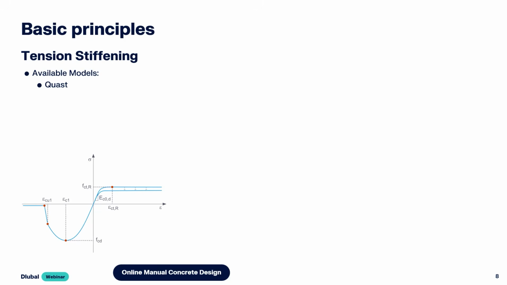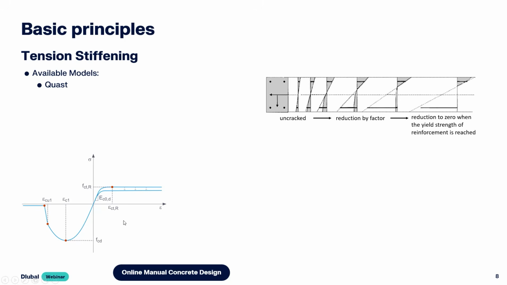For this purpose, we have implemented various models. The best known is probably the one according to Quast. Here, a stiffening contribution is applied depending on the stress state of the reinforcement. In practice, this is a permissible tensile stress. As the stress in the reinforcement approaches the yield strength, this contribution is progressively reduced. It ultimately reaches zero when reaching the yield stress.